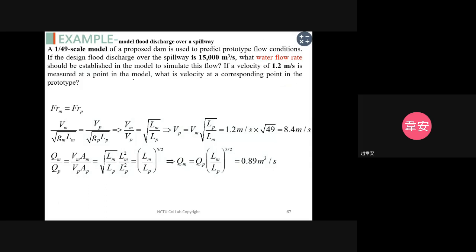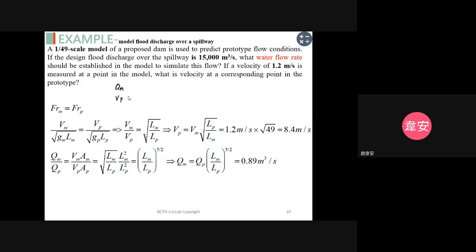So our unknown parameter is Qm. If the velocity we know, 1.2 meters per second, is measured at a point in the model, what is the velocity at the corresponding point in the prototype? So we would like to find the prototype velocity.